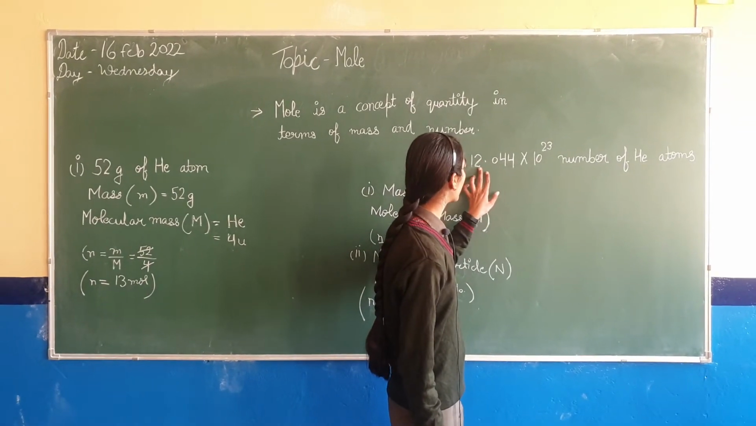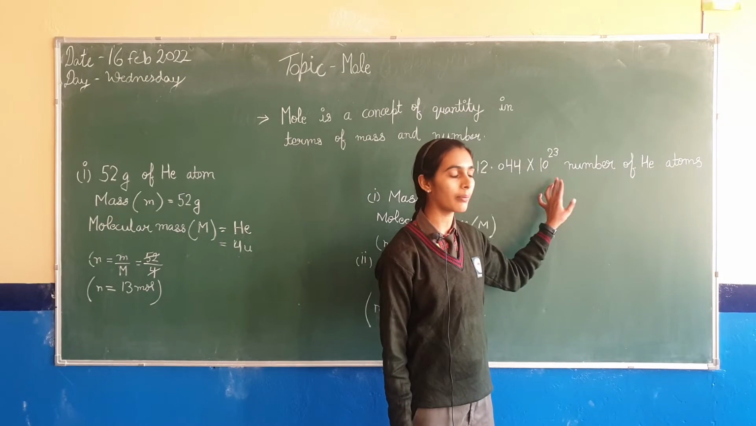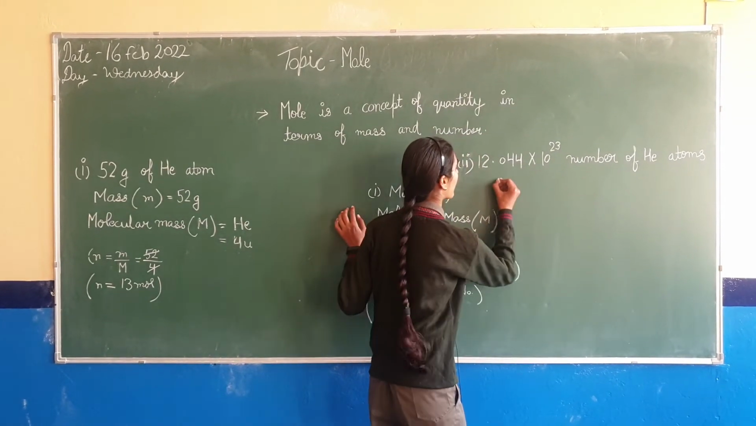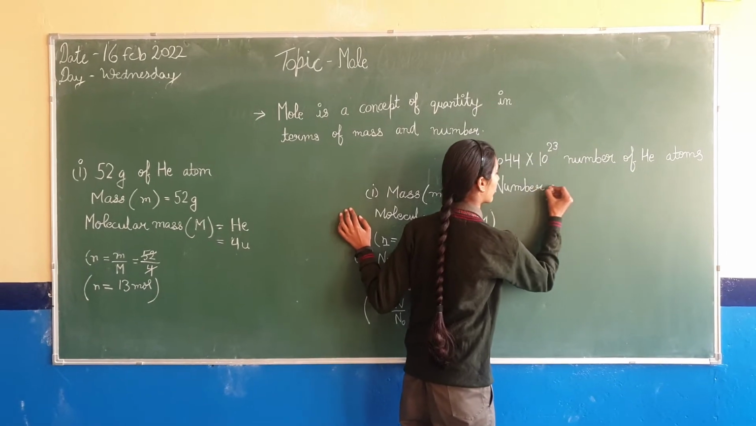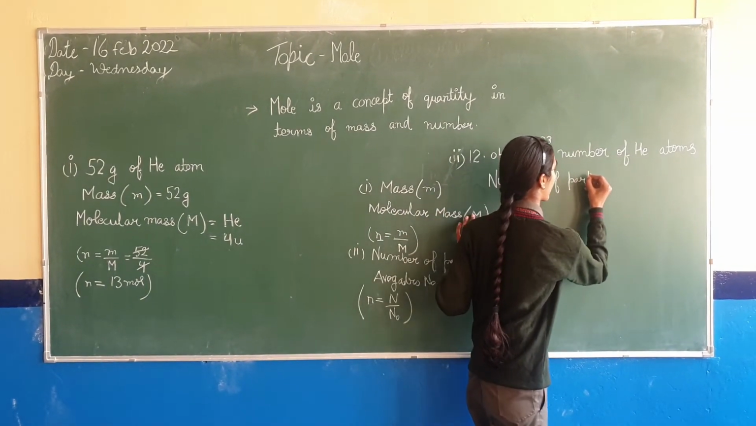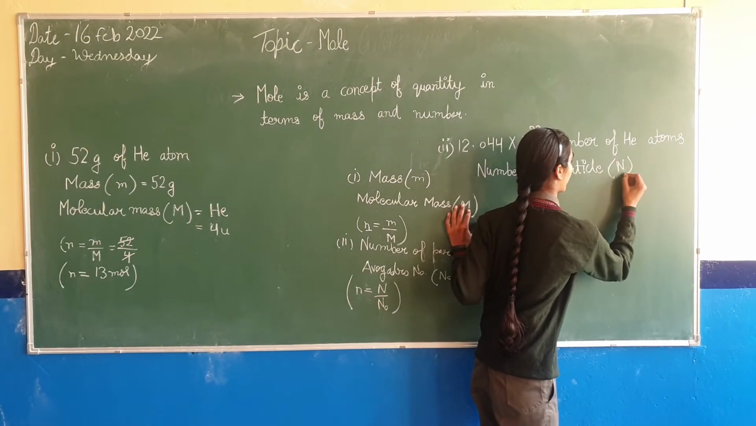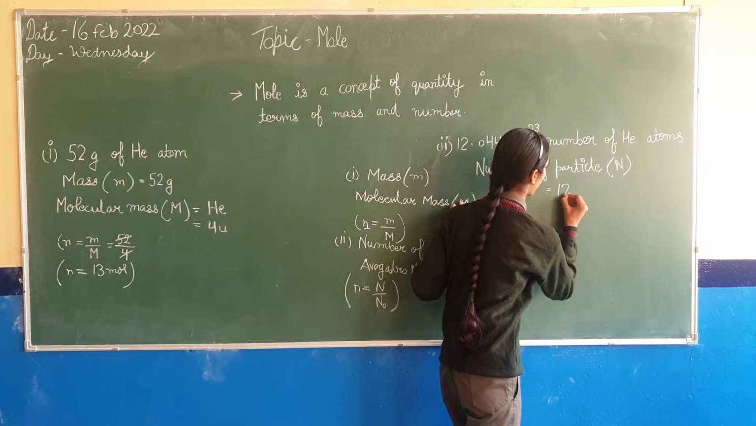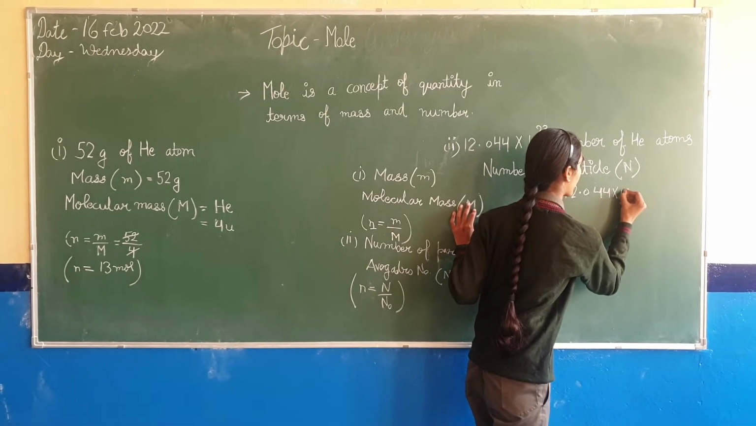In this numerical, 12.044 into 10 raised to the power 23 helium atoms are given. Number of particles we will represent by capital N. It is given as 12.044 into 10 raised to the power 23.